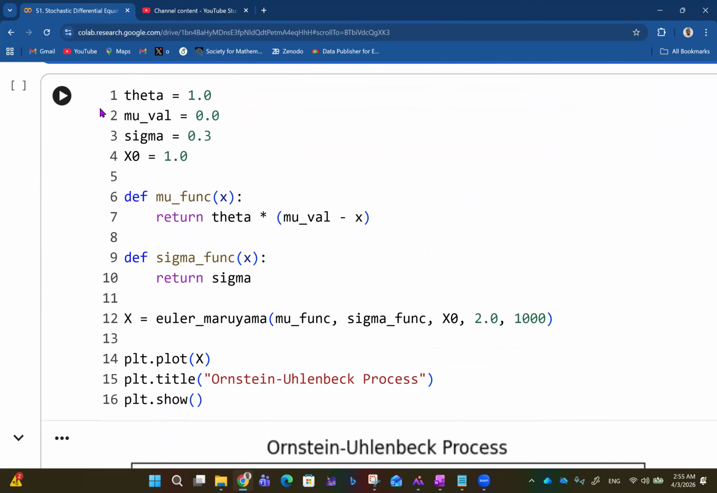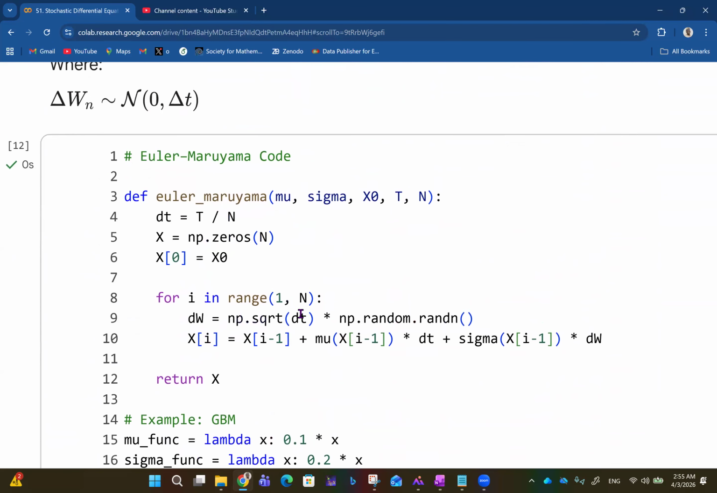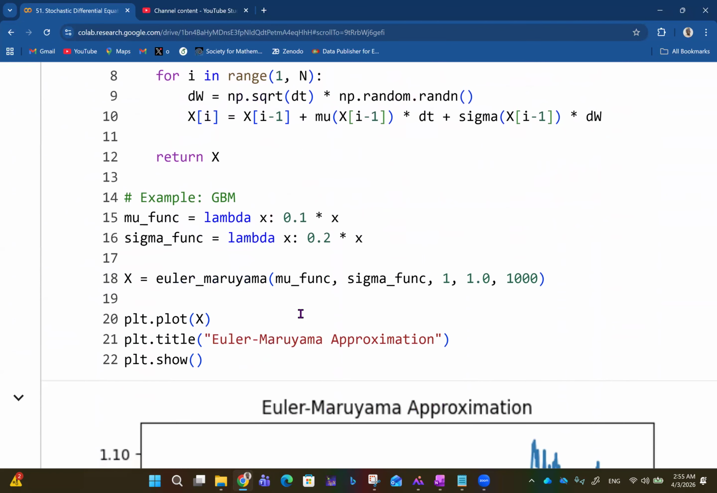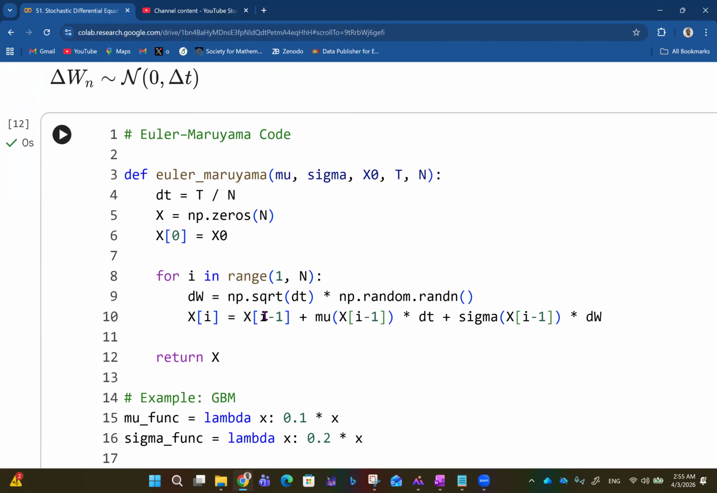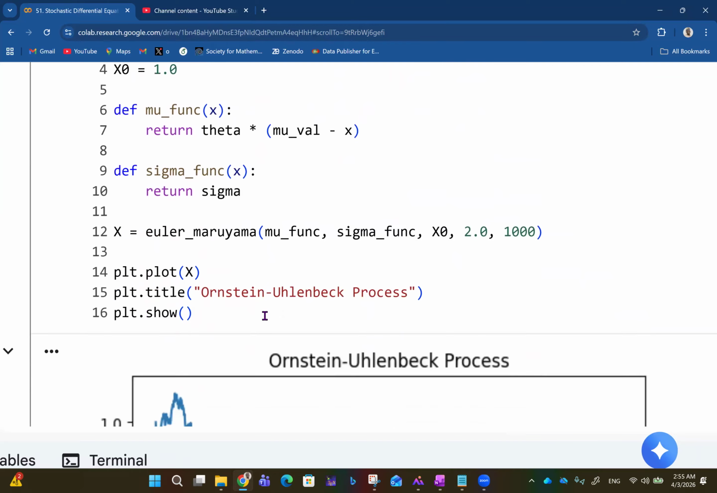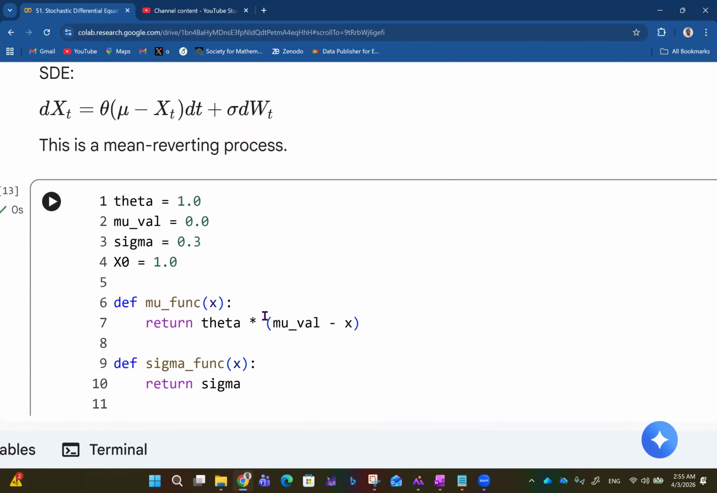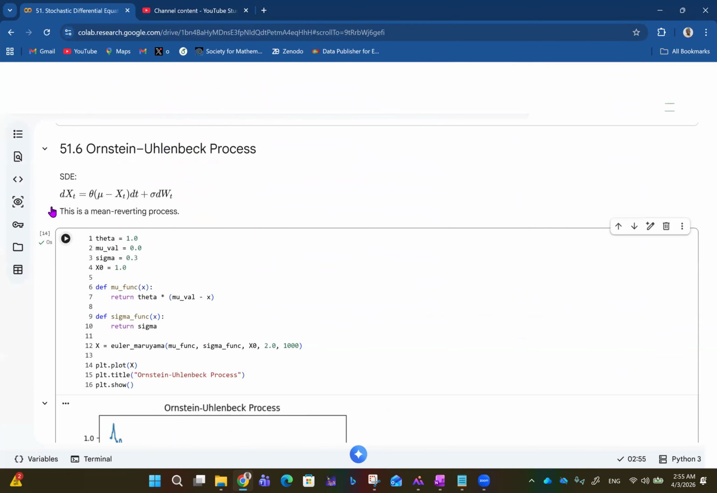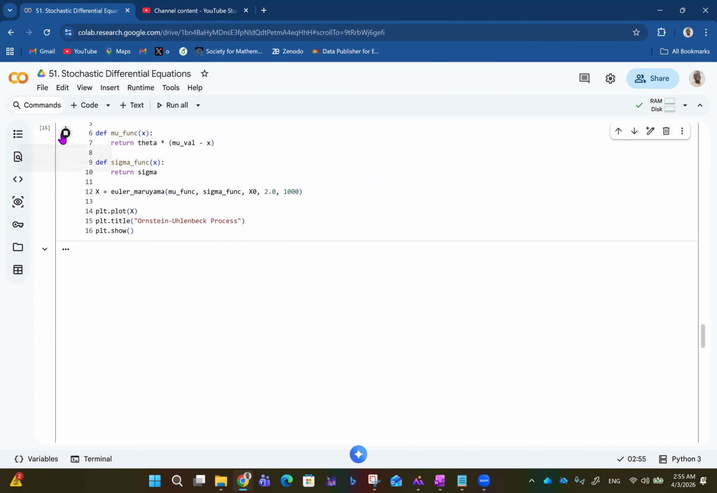So we then call the Euler-Maruyama still, and we bring in the mu and sigma functions we defined, instead of just assigning the mu and sigma like we did previously. So we throw them directly into this. Okay, we also have mu and sigma functions here, interestingly. So we then have the Ornstein-Uhlenbeck process as we have it here. Like we noticed, it's the mean reverting process, so that's why you see it's always on the decline, like that.